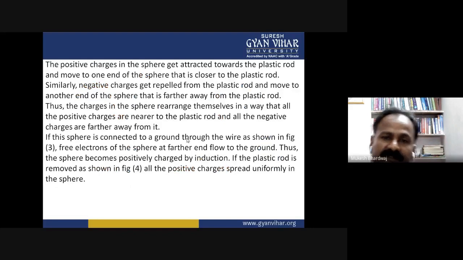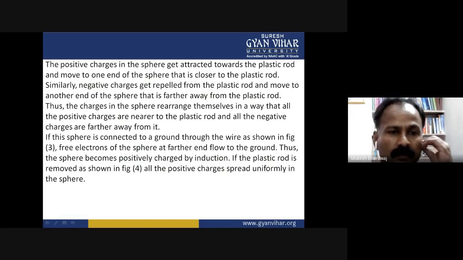The positive charge in the sphere gets attracted towards the plastic rod and moves to the end of the sphere that is closer to the plastic rod. Similarly, negative charge gets repelled from the plastic rod and moves to the other end of the sphere that is farther away from the plastic rod. Thus, the charges in the sphere rearrange themselves in a way that all the positive charge is nearer to the plastic rod and all the negative charge is farther away from it.